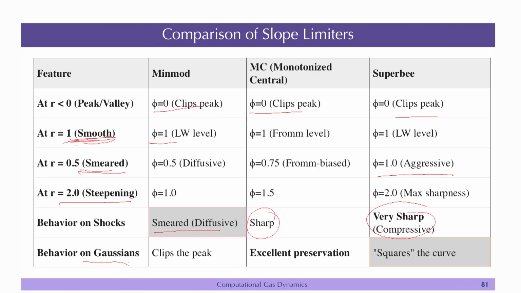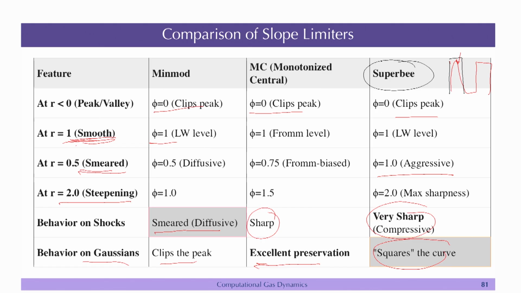If you look at behavior in Gaussian, for example, we have this curve. So, it clips the peak in the min mod, more dissipation. In monotonic central you have less dissipation, but in this case, if you run it for a long time, it will become like a square. So, that is why the super B is typically not used.